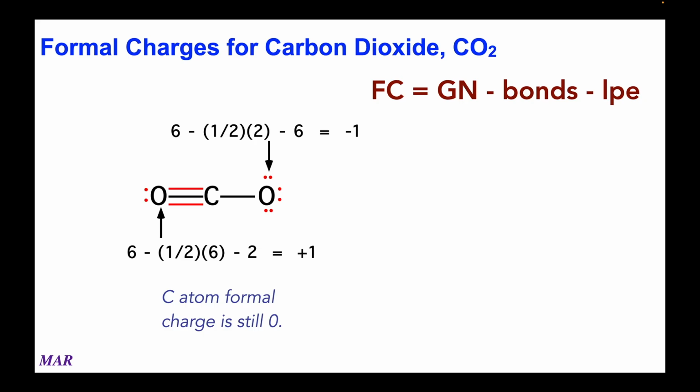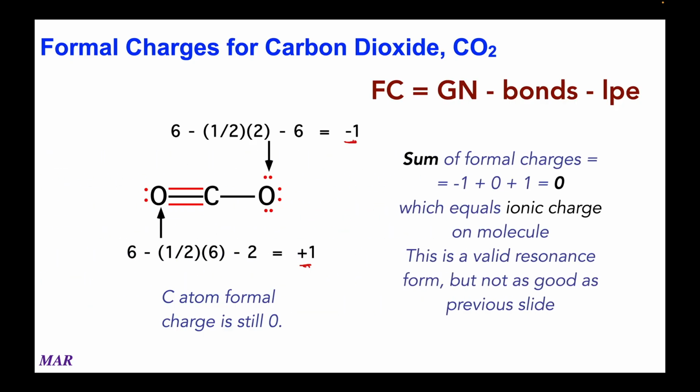Oxygen with a single bond ends up with a formal charge of -1, and oxygen with a triple bond ends up with a formal charge of +1. So if you add those formal charges together, you still get 0. All right, carbon is 0, -1 for the right-hand oxygen plus +1 for the left-hand oxygen. You still go to 0, but it's not as good as the previous CO2 because you've got negative and positive ones. They're like little magnets that attract the opposite charge to them.